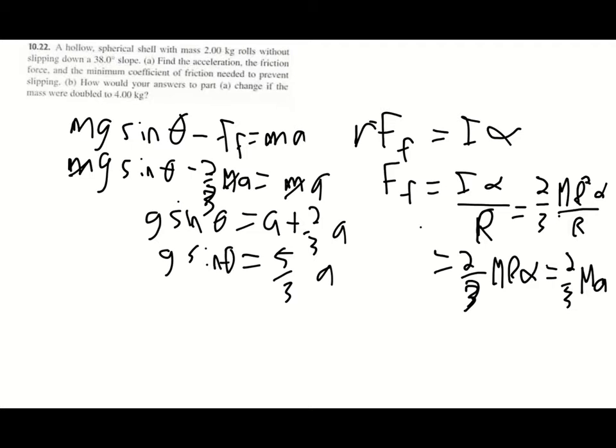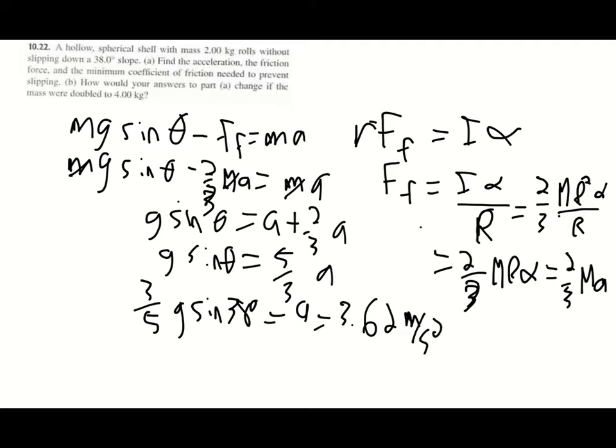And that means that a is going to equal 3/5 g sine of theta. I haven't mentioned the angle yet, they tell us it's 38 degrees. And if I solve that, I get 3.62 meters per second squared. That's the acceleration. That helps too. Okay. I can get the frictional force next too, and that's actually not hard.